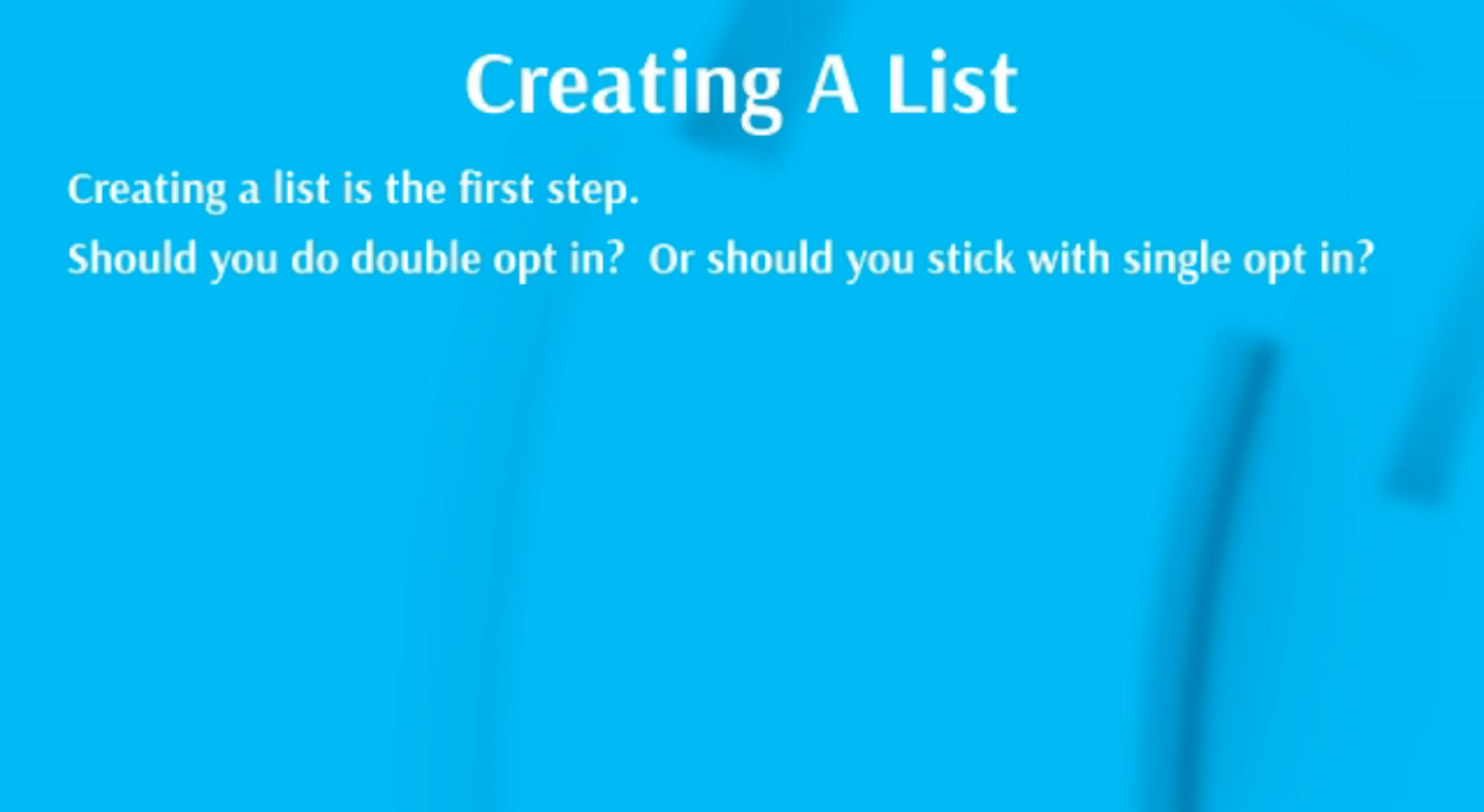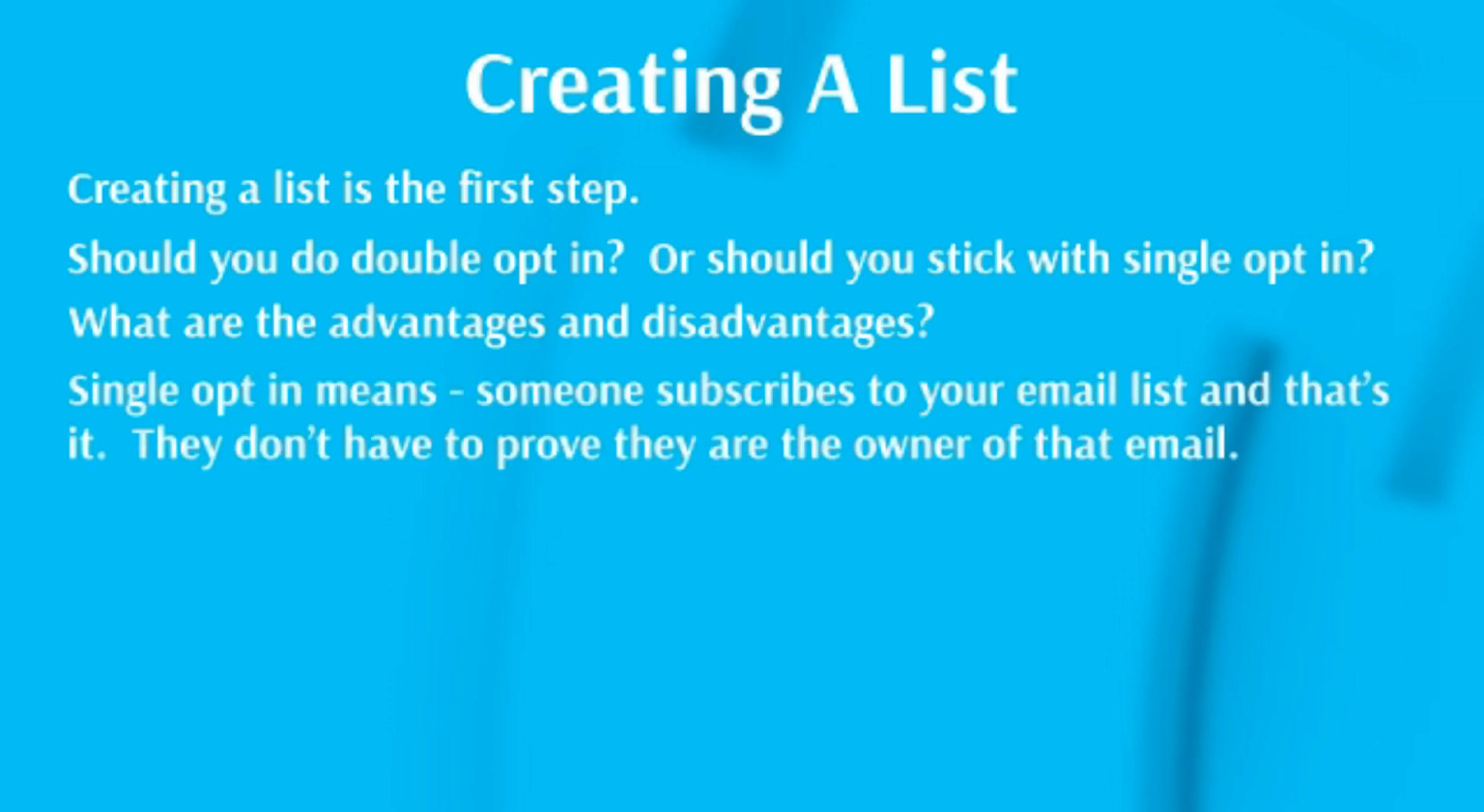Now, what I want to do now is talk about double opt-in versus single opt-in. And this is a very common question that is asked over and over again, and a very, very important question. Now, if you don't know what these are, pay close attention. We're going to talk more about what each of them are, and then, of course, we'll talk about the advantages and disadvantages. So single opt-in means if somebody subscribes to your email list, they go to your landing page, they fill in their name and their email address, and that's it. When they click submit, they get automatically added to your list.